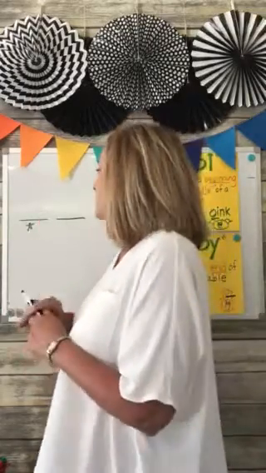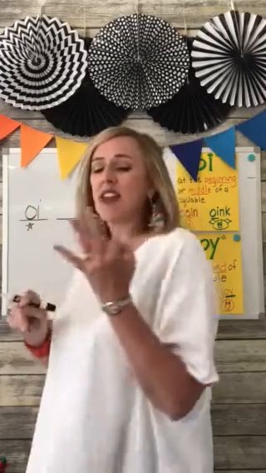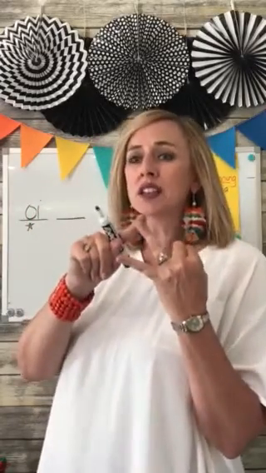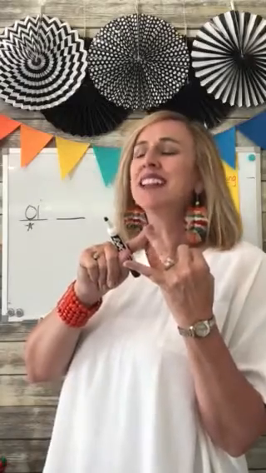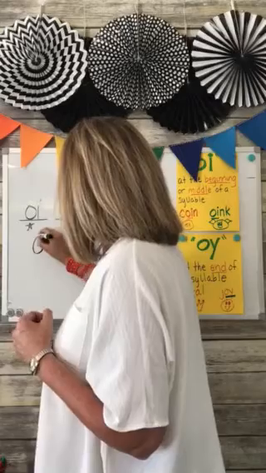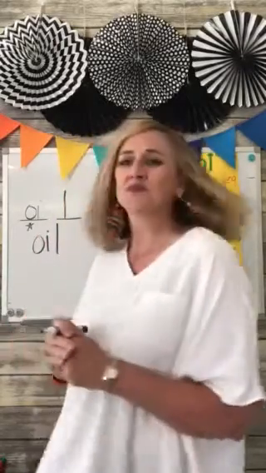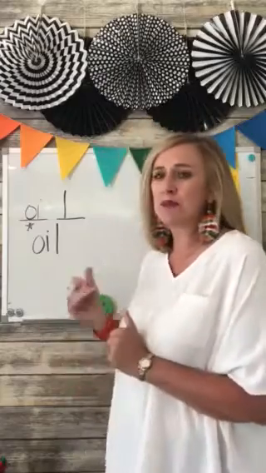Our rule tells us that OI says oi at the beginning or middle of a syllable. So this makes it very easy. We know to use OI. That next sound, oi, ul. What says ul? Yeah, L says ul. So we spell oil, O-I-L. Check your spelling on your paper with my spelling up here on the board.